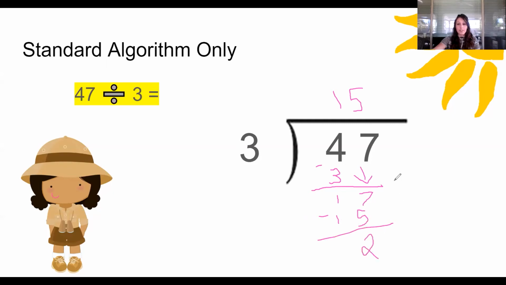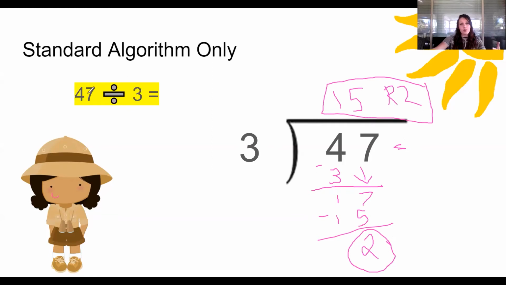Now we have nothing left to bring down, right? There's no extra number over here. So this is essentially our remainder because we have nothing that we can do with it. So our final answer is going to be 15 remainder 2. And this is going to be our quotient. And that's how we write our answer if we're using this type of notation here.